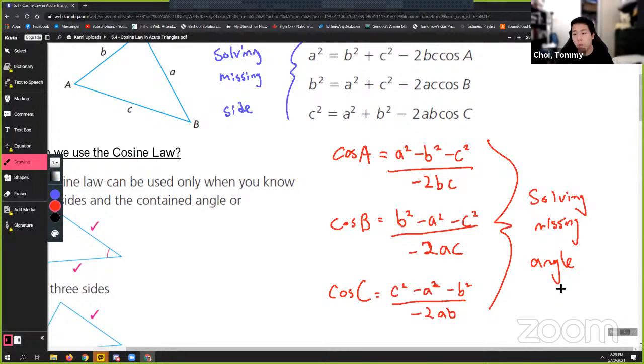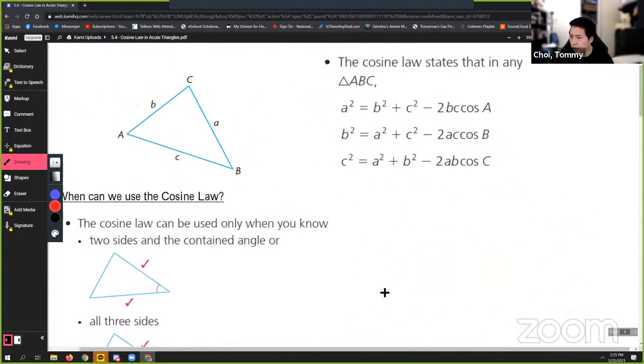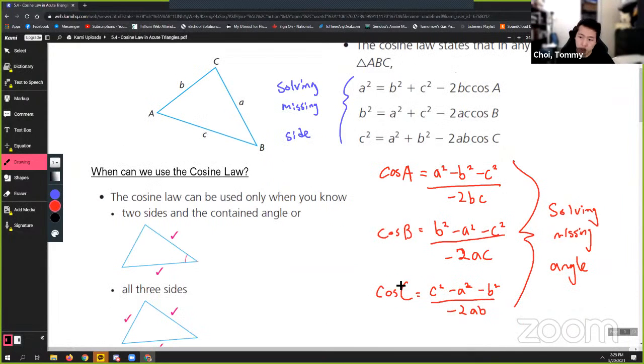Just worry about which formula to use when you're solving a missing side or a missing angle. It should be your last case scenario if sine law and SOHCAHTOA don't work, because those two are the easier ones, in my opinion. You should get comfortable with those. And then cosine law is the last case scenario. Sine law doesn't work, I have no choice. Or the question says use cosine law, then you really have no choice. Okay. Are there any questions about the formulas themselves so far before we move on?